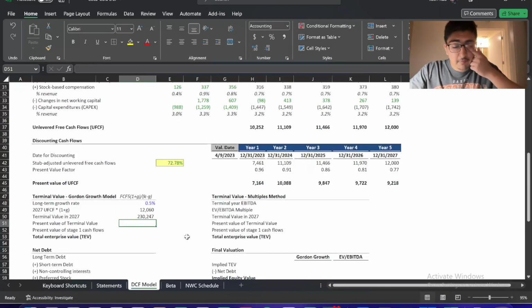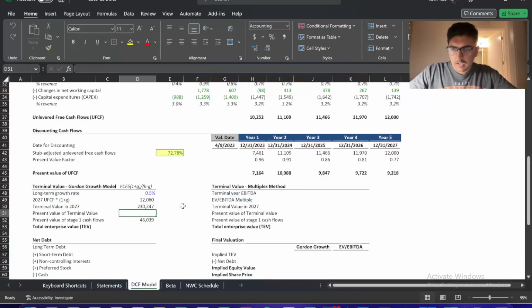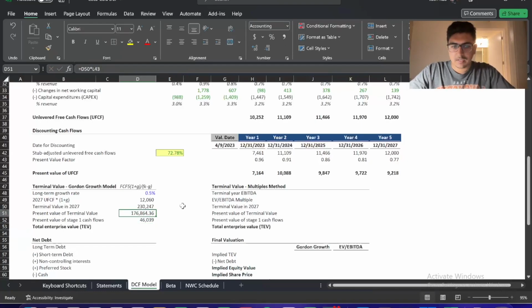So now the present value of our terminal value. Let's do the present value of the stage 1 cash flows first. This is just going to be the sum of these that we calculated. So it's 49 billion. But remember that this terminal value is in 2027 right now. We need to bring it back to today, right? So because this is in 2027, we can take this number and multiply it by our present value factor in 2027. And that gets us to 176 billion.